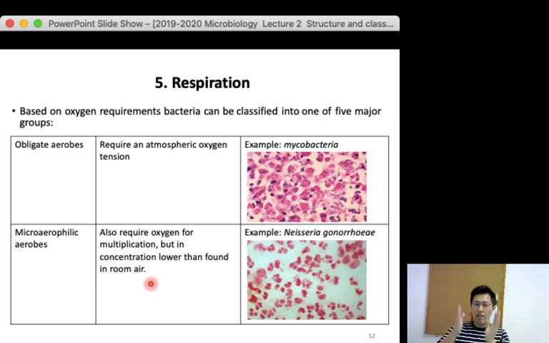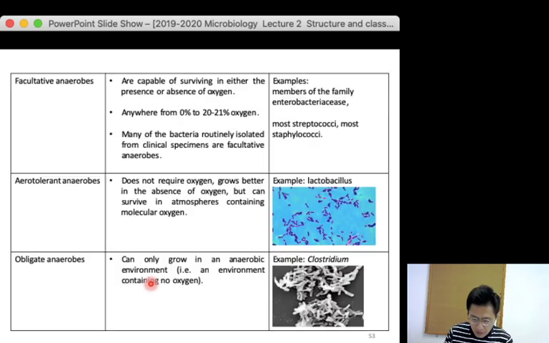They can live happily in 21% oxygen, but they can also exist at a very low oxygen level. The low oxygen level makes them happy. So this is the meaning of micro. Micro means little. They love a little air.